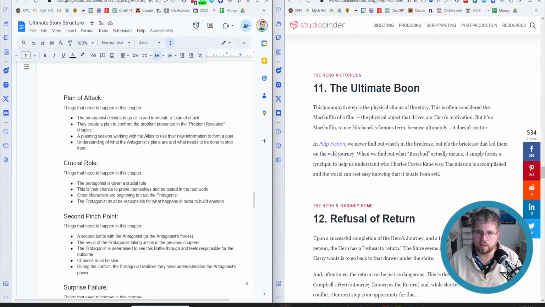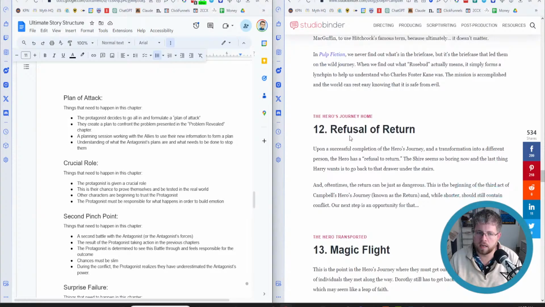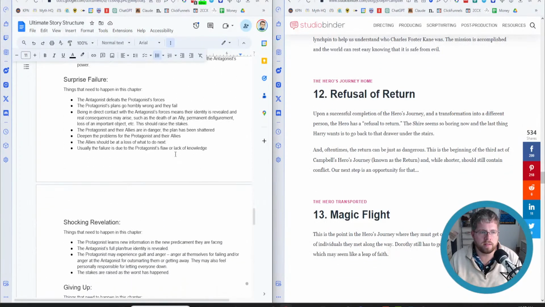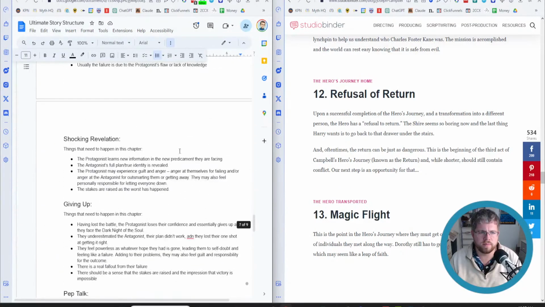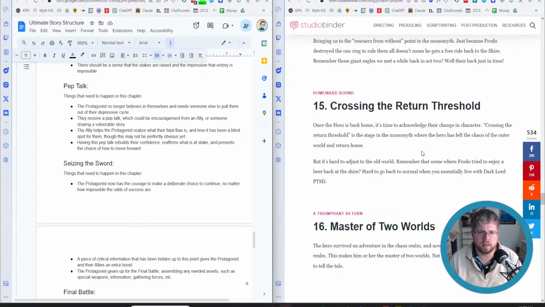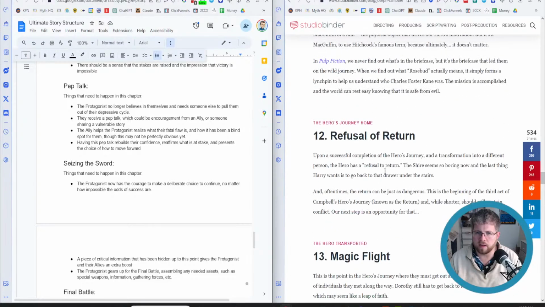The ultimate boon. This monomyth step is the physical climax of the story. This is often considered the MacGuffin of a film, the physical object that drives our hero's motivation. But it's a MacGuffin, to use Hitchcock's famous term, because ultimately it doesn't matter. This is kind of talking like we're moving on ahead here to, let's see. Well, let's skip that for now and come back to it.